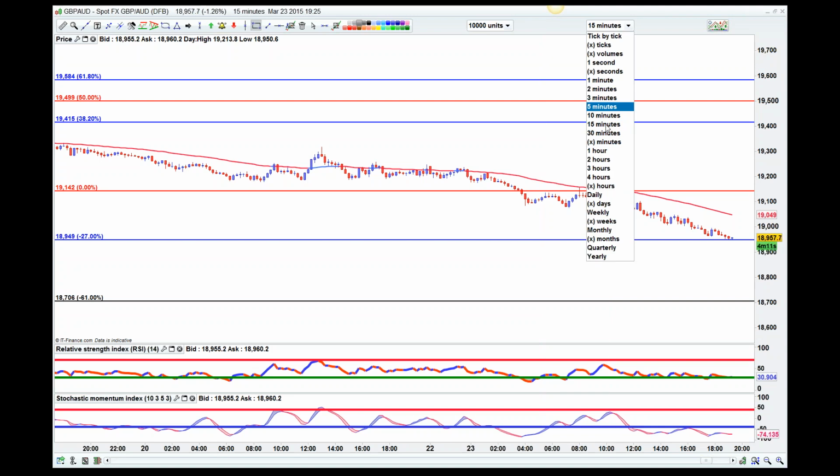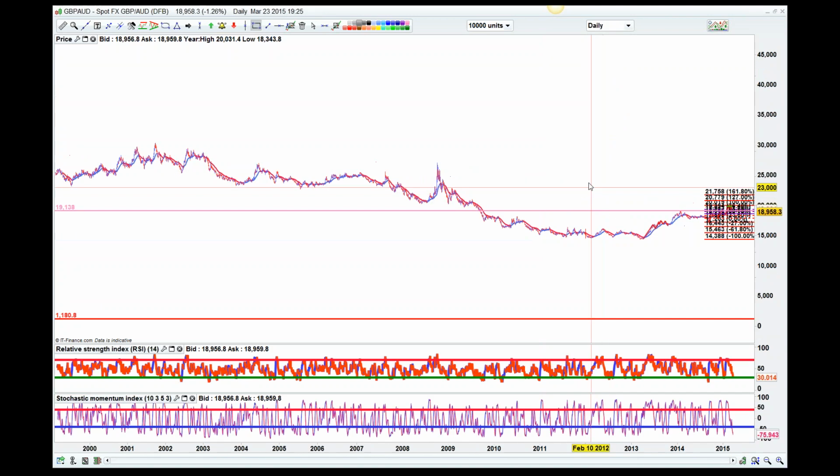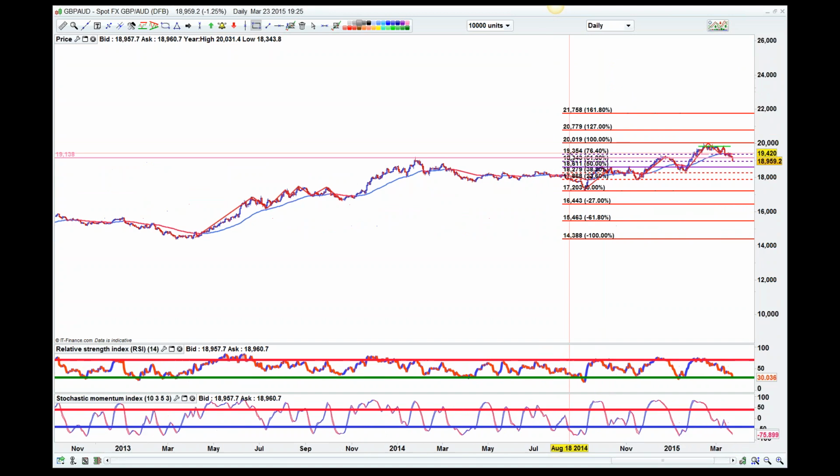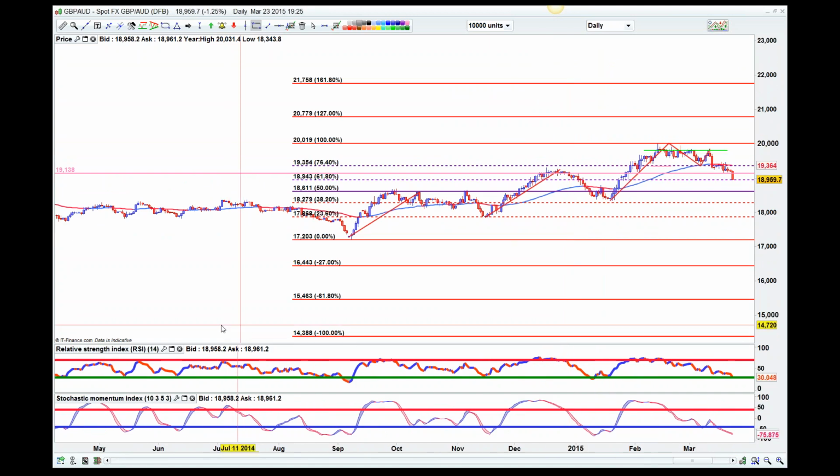So we're now left with a daily, which is pretty weak, right? And that's because gold is coming up. The weak dollar is pushing the gold higher, and so we're seeing a lot of strength in the Aussie, which is killing this Aussie dollar.